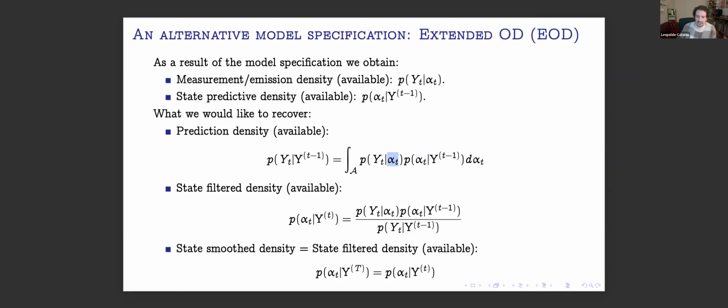And then the state filtered density is also immediately available by a simple application of Bayes' rule, so it can be easily computed. And then it can be shown that for an extended observation-driven model like this one, the state smoothed and the state filtered densities coincide. This is a bit counterintuitive, but it's really a result of the model specification.